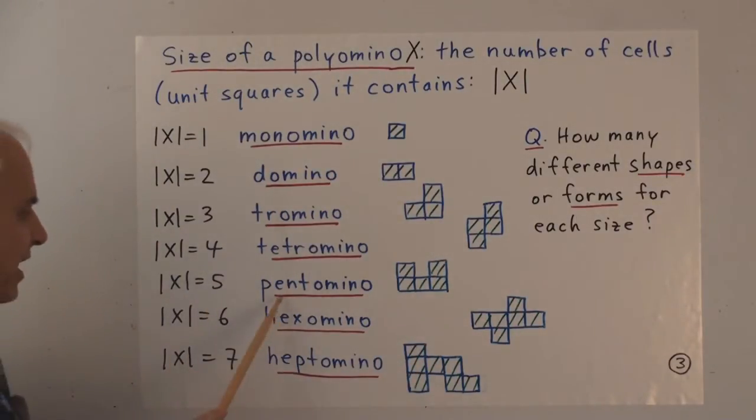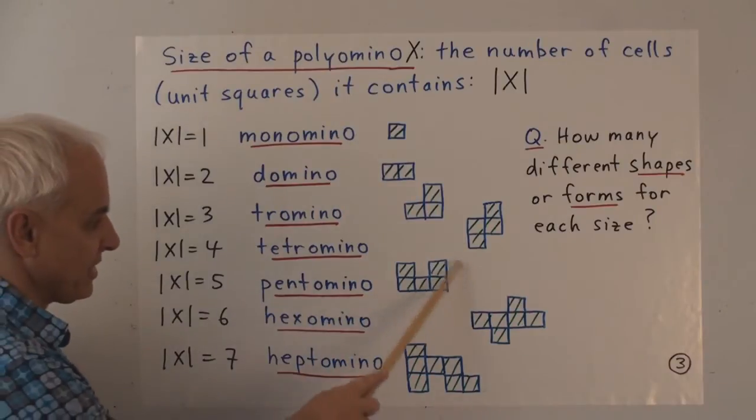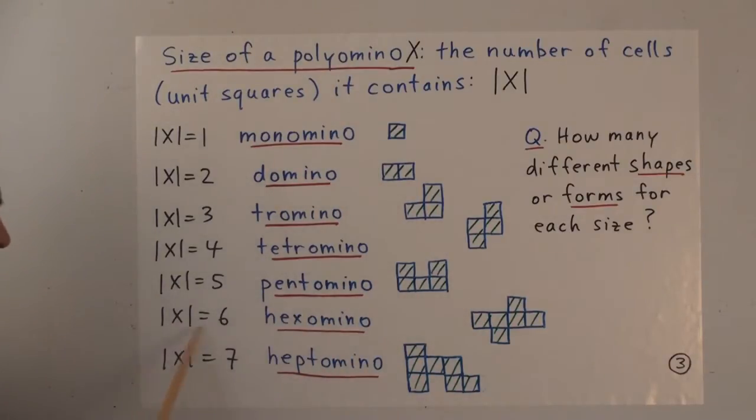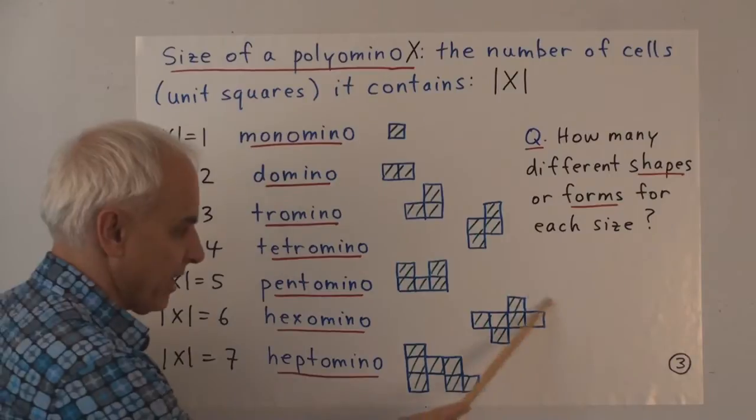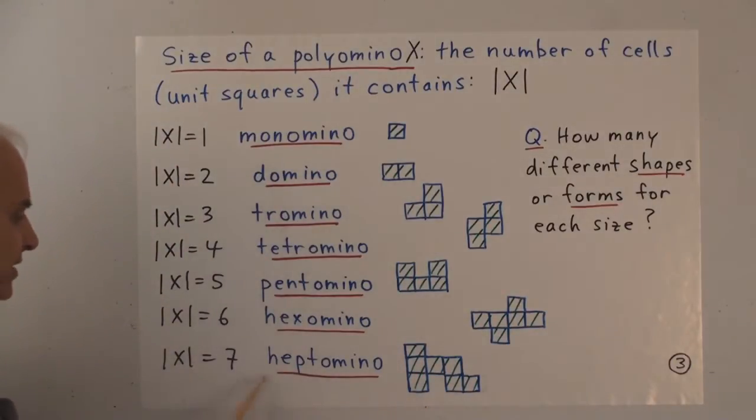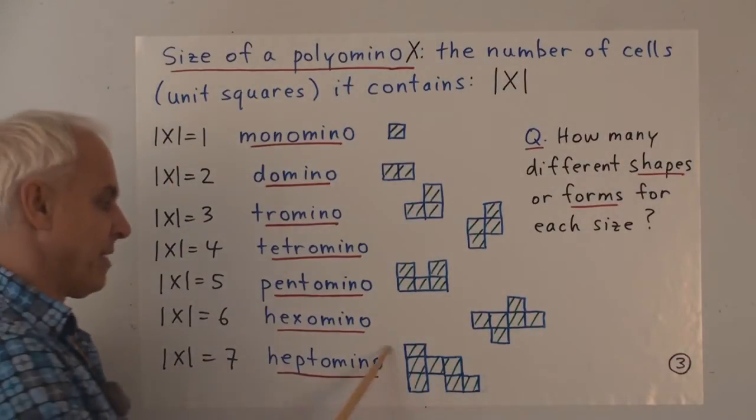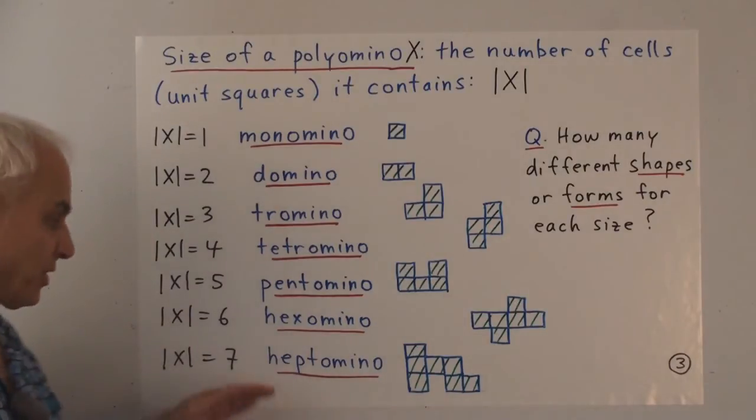With 5 cells, a pentamino. There's an example of one of them. 6 cells, a hexamino, something like this. 7 cells, a heptamino, something like this. And of course, we could carry on.